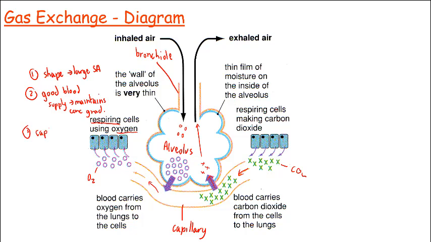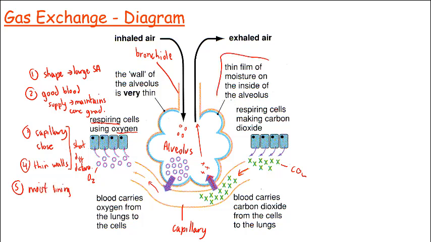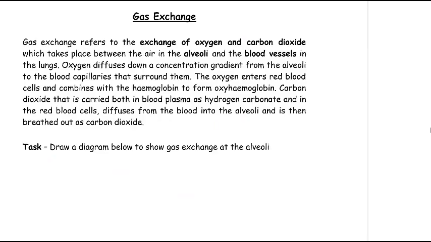We can also see that the capillary is close to the alveoli, which provides a short diffusion distance. We can also see that there are thin walls, which again produce a short diffusion distance. And the final thing is this moist lining here. Now, the moist lining allows the gases to dissolve before they diffuse. Now, I realise that's quite difficult, so let's have a quick blast over it again.